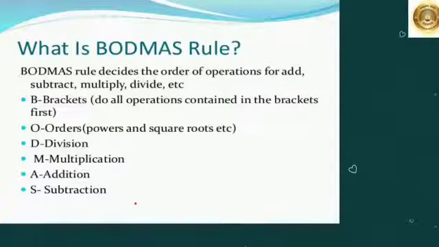This rule has been popularly called the BODMAS rule. Now the BODMAS rule decides the order of operation for addition, subtraction, multiplication and division. B means brackets. That means you start with the brackets. Do all operations contained in the brackets first.